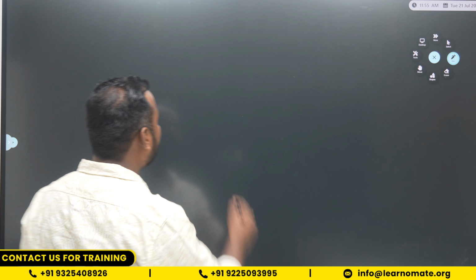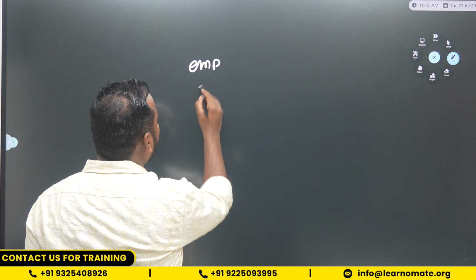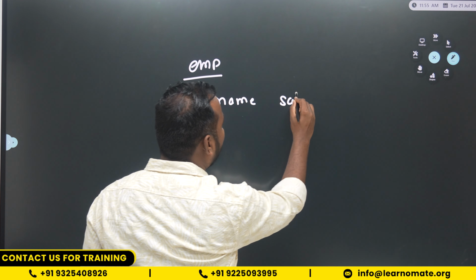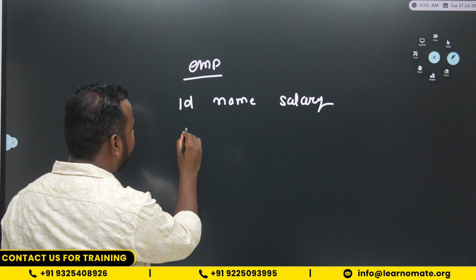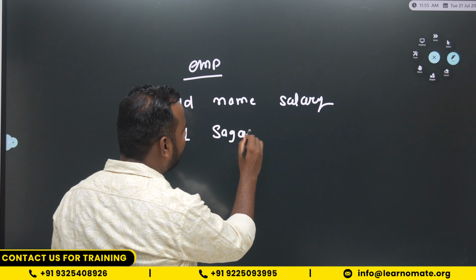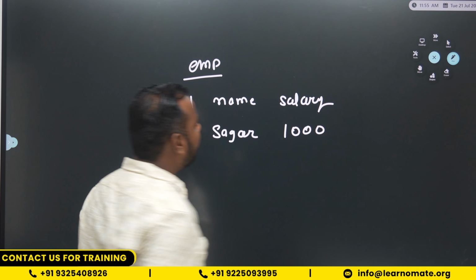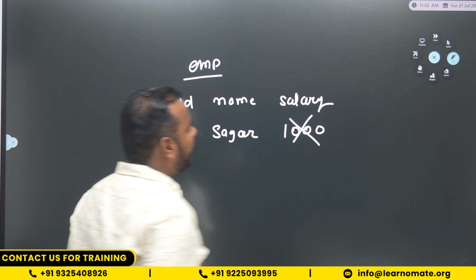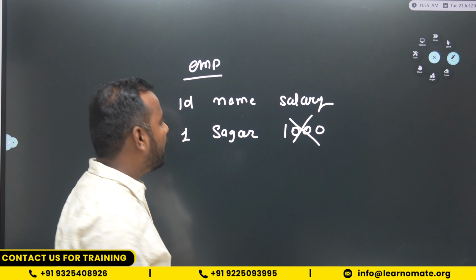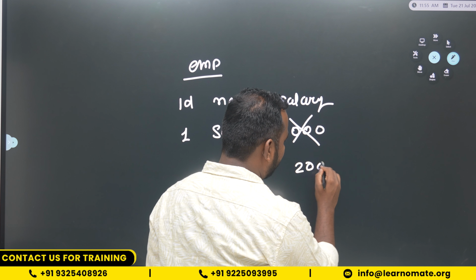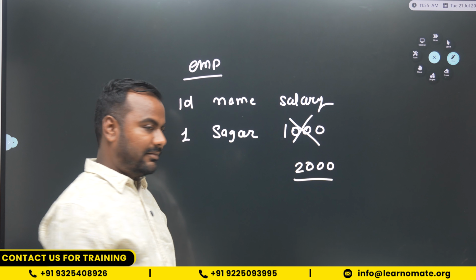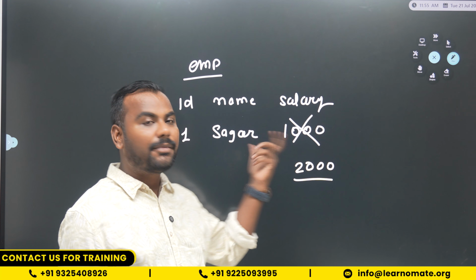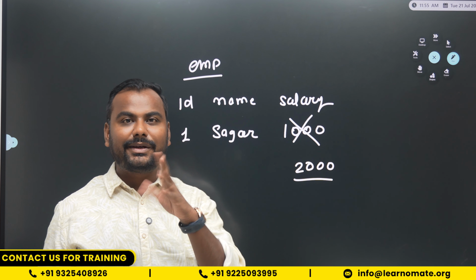I'll take the same example. Let's say this is my employee table. We have ID, name, and I'll keep one more column, salary. So ID is 1, the name is Sagar and salary is 1000. Basically, what will happen if you change the salary from 1000 to 2000? Generally we think that the same record will be updated, but in PostgreSQL it is not like that.